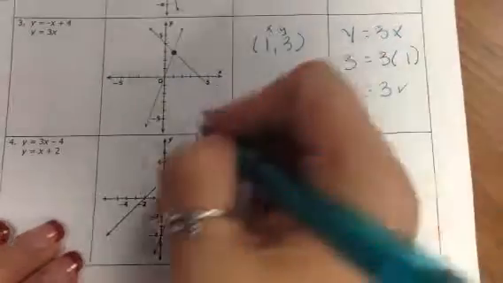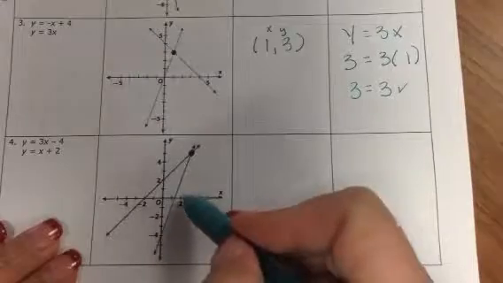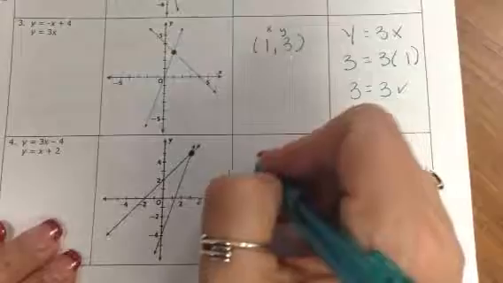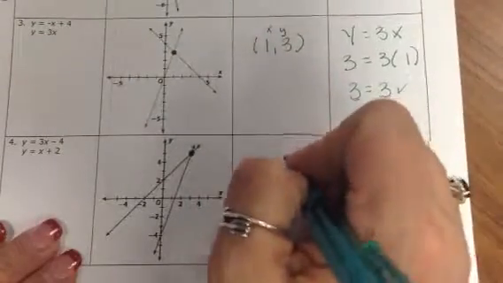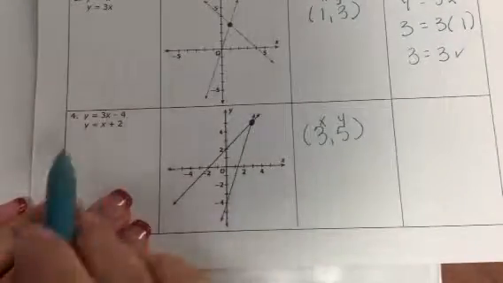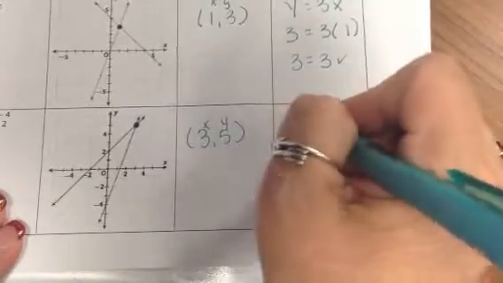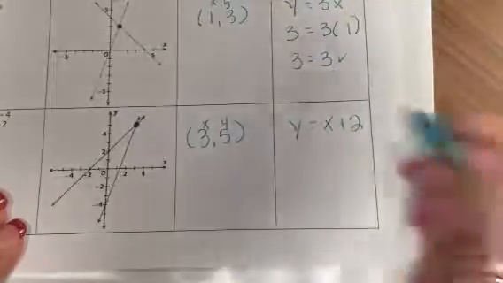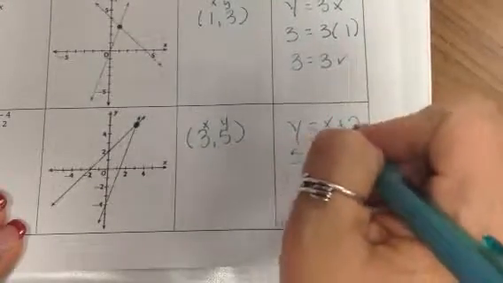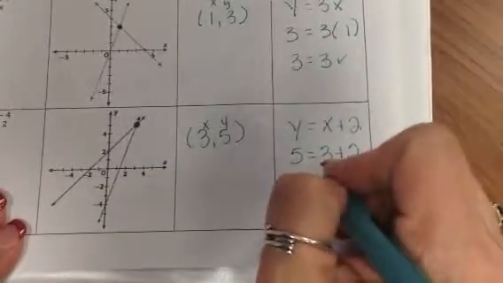The last one I want to look at, right here, there's my point. I'm going to go over 1, 2, 3, up 1, 2, 3, 4, 5. So I'm sitting at (3, 5). That's x, that's y. I'm going to use the bottom one, y equals x plus 2. My y is 5 equals, my x is 3 plus 2. 5 equals 3 plus 2, which is 5.